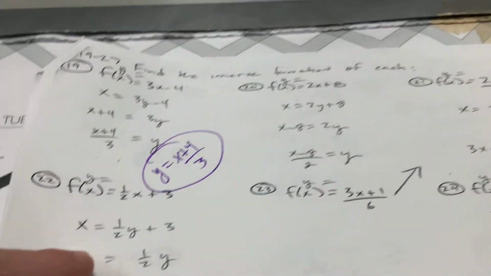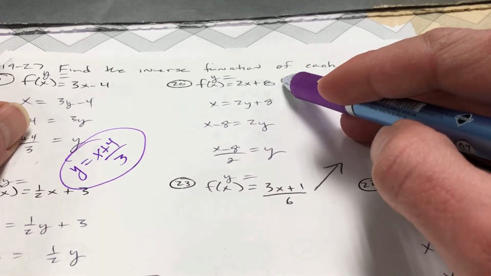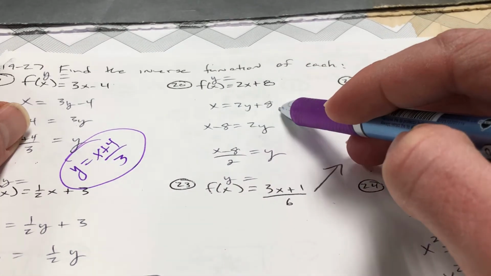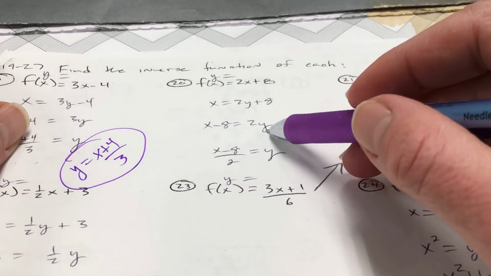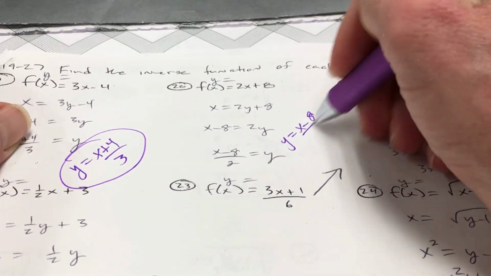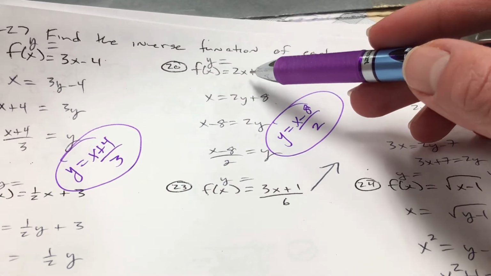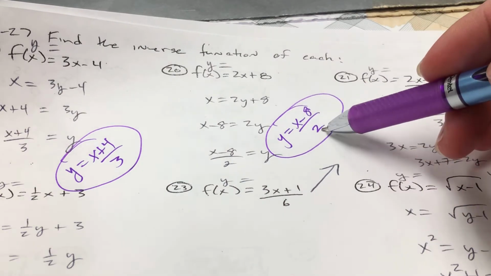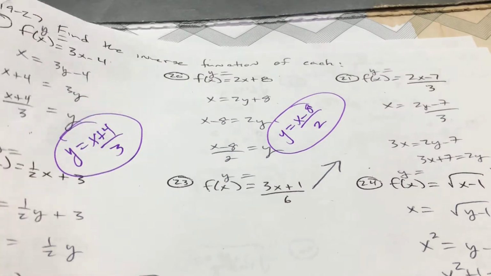That is the inverse. Number 20, again, y equals 2x plus 8. Now I switch x and y, so x equals 2y plus 8. Subtract 8 from both sides. Then I divide by 2. Your inverse is y equals x minus 8 over 2. Again, inverses, think of inverse operations. In this original function, I was multiplying only x by 2. Now I'm dividing everything by 2. I was adding 8, now I'm subtracting 8. Opposite operations.